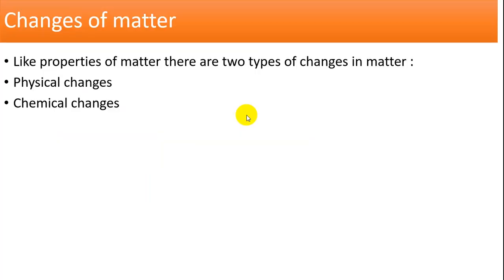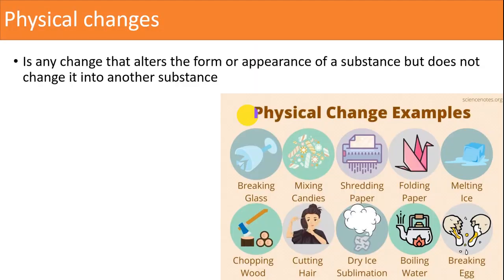So, changes of matter. Like properties of matter, where we have two kinds, chemical properties and physical properties, we also have two changes of matter. One of them is called the physical change, related to the physical properties, and the chemical change, related to chemical properties. So what is a physical change? A physical change is any change that alters the form or appearance of a substance but does not change it into another substance. It only changes the external shape of the substance.